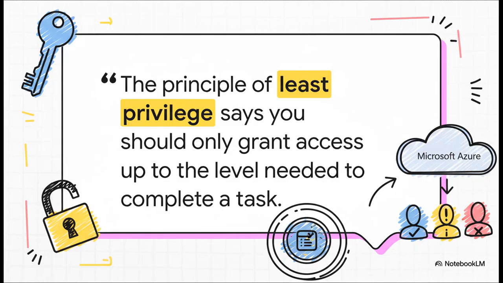Now, beyond just the conditions of access, we also have to define the level of access. And the golden rule in all of cybersecurity is the principle of least privilege. All this means is you should only grant the absolute bare minimum permissions needed for someone to do their job, and nothing more. The tool we use for this in Azure is called RBAC.